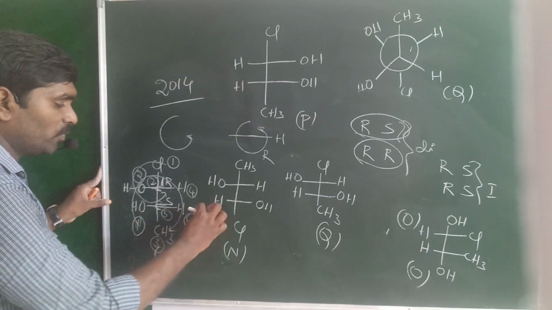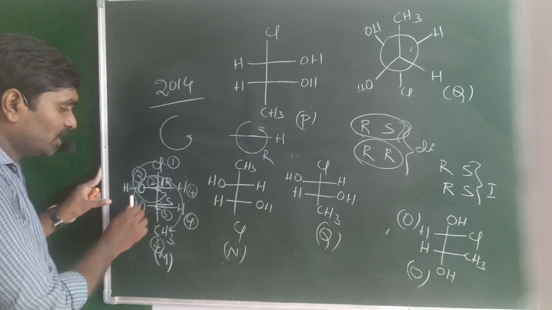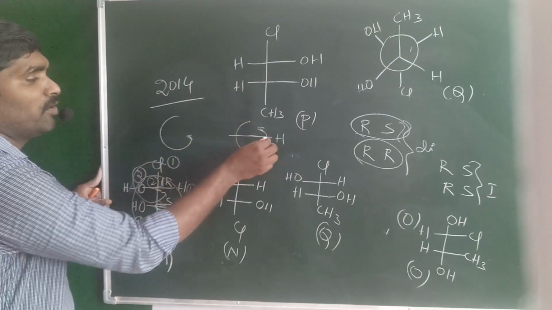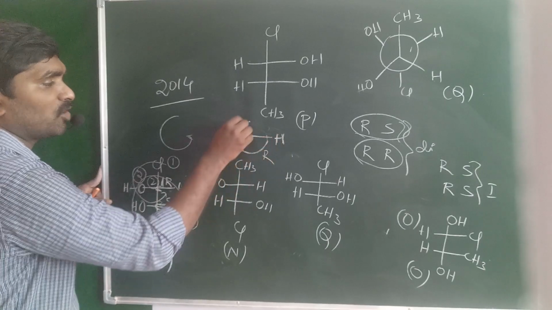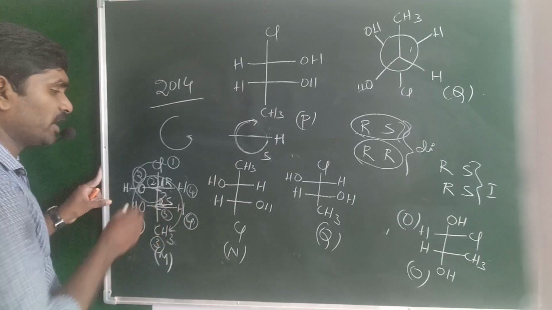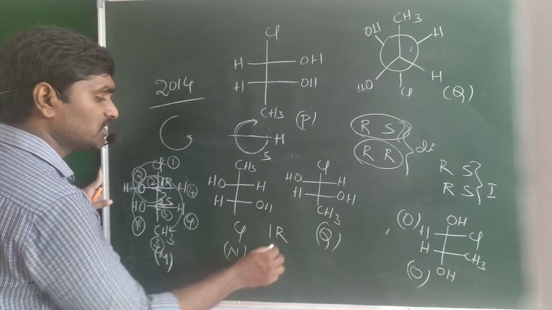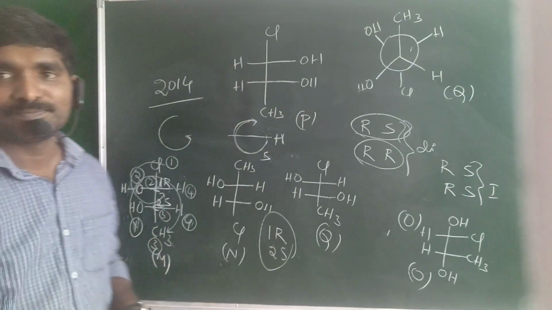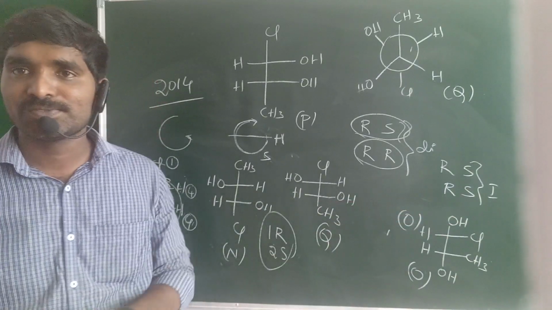So when you see from the hydrogen, the remaining three groups are in clockwise direction: 1, 2, 3, clockwise. When the least priority group is on the horizontal line and the remaining three groups are clockwise, that is the S configuration, which is 2S. That means for the first carbon you have the R configuration, for the second carbon the S configuration. So 1R, 2S. The same way you find the configurations of all these molecules.